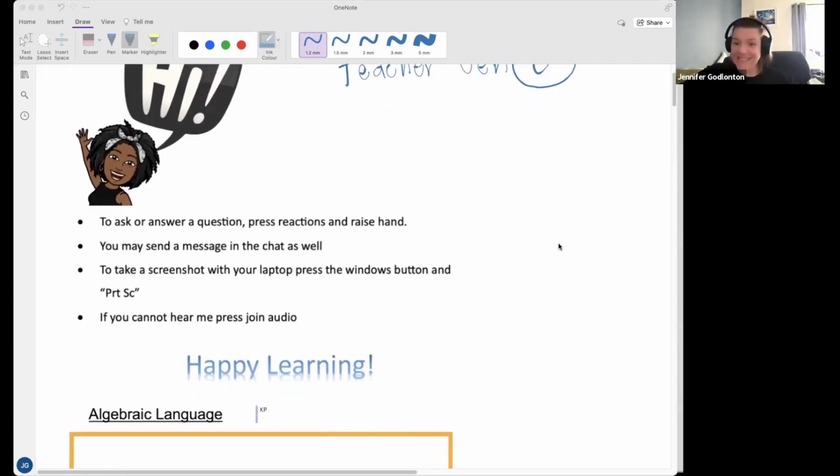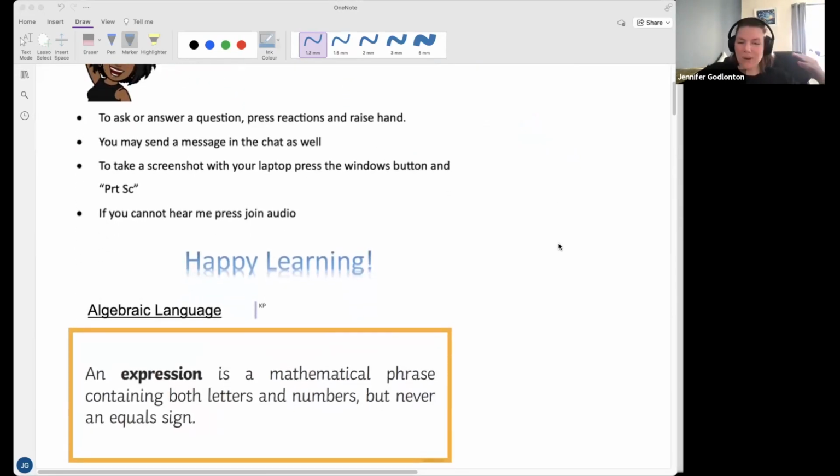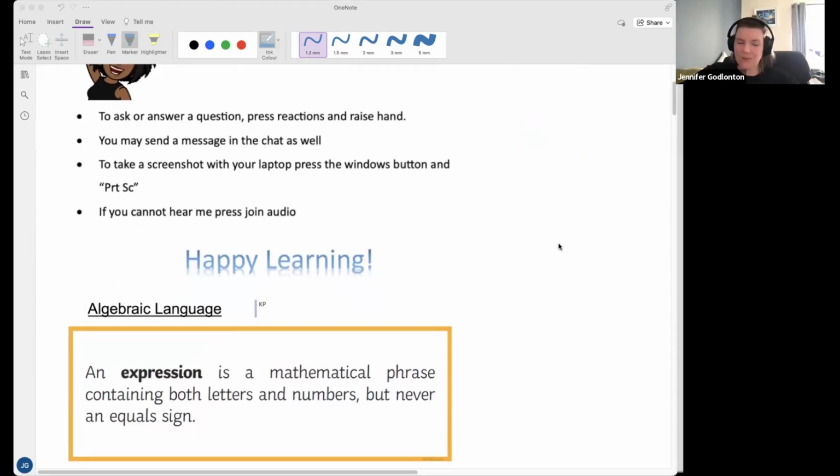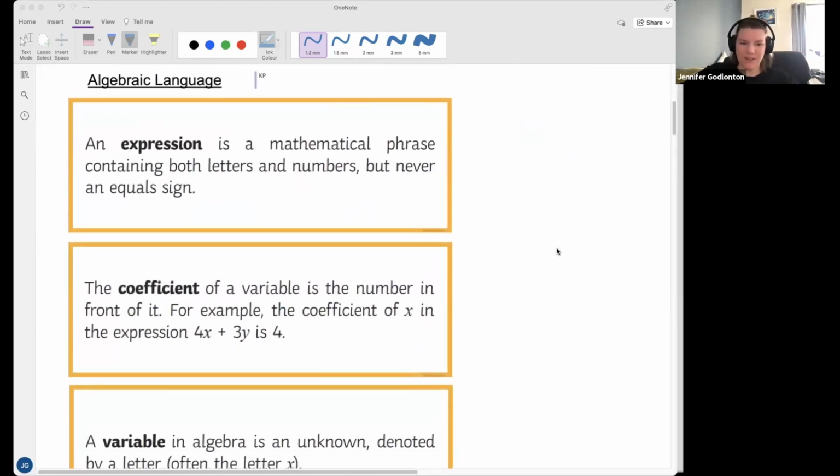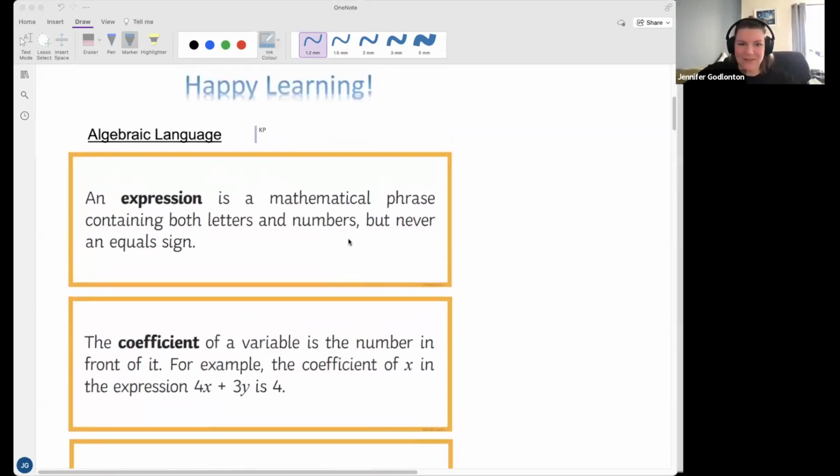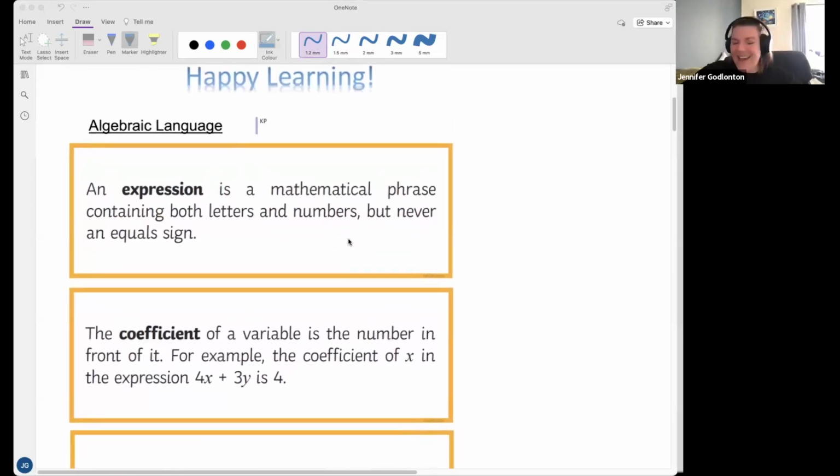Let's get going. So we're going to talk about different words that we're going to use. The most important thing with algebra is that it's a language. It's the language of maths, basically. It's when we decide to bring in a whole bunch of letters into maths because, you know, why not? So we're just going to talk about a couple of definitions before we jump into some questions.